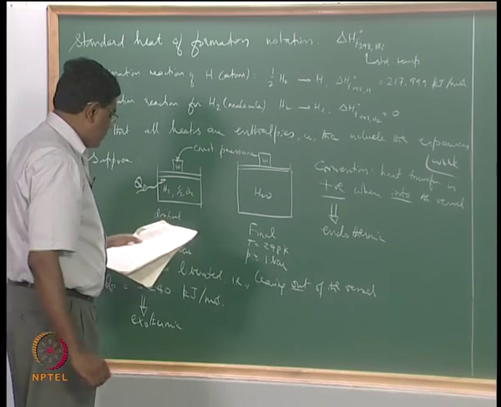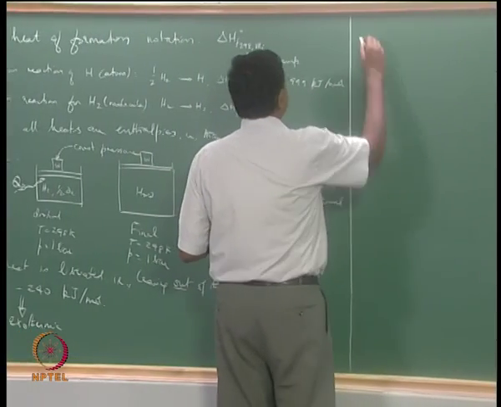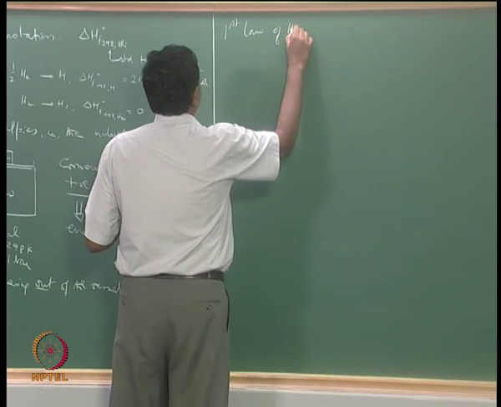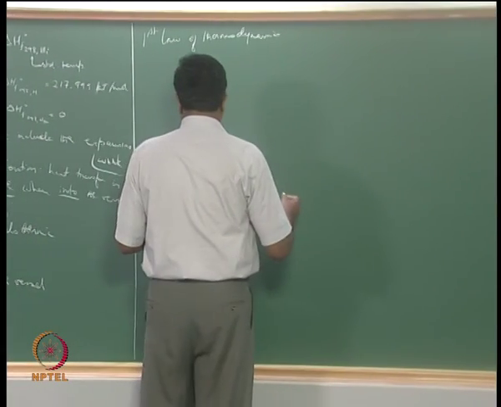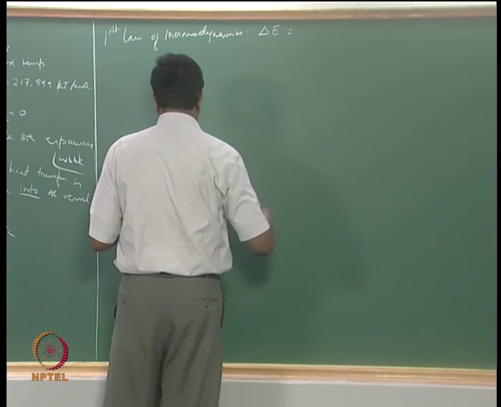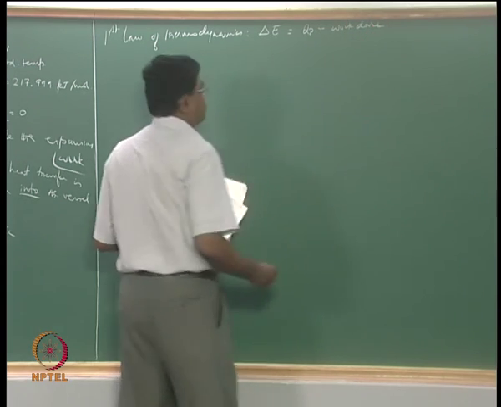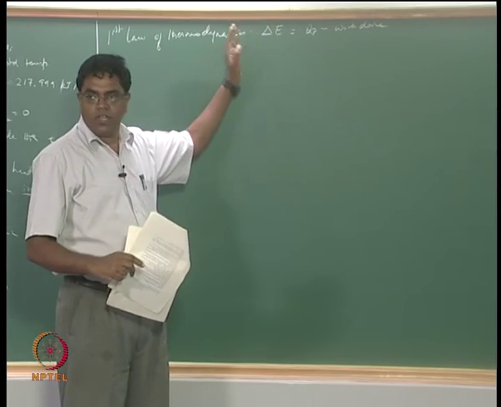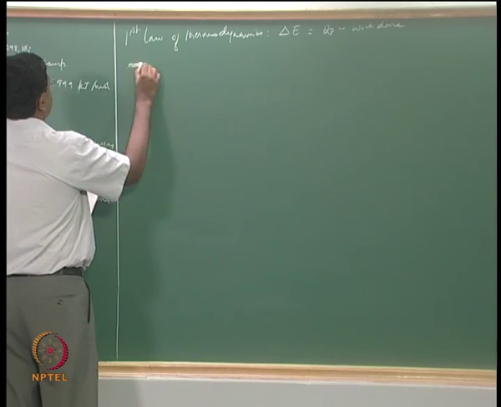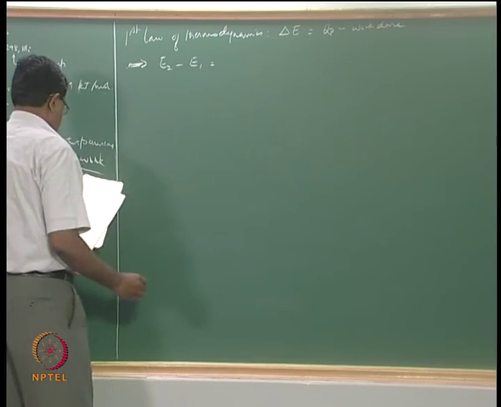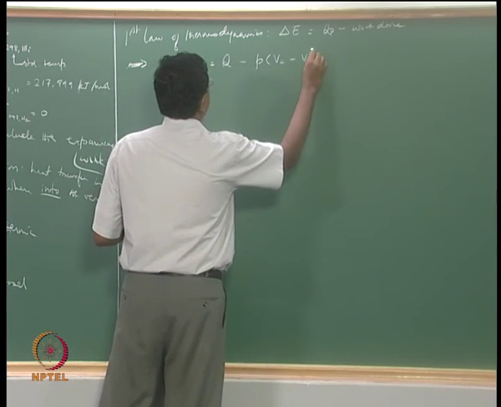And so what is happening here is that the first law of thermodynamics applied to the system means that delta E, which is the internal energy change, is equal to QP minus the work done. You could write it the other way: the heat is equal to delta E plus the work done, or delta E is equal to QP minus the work done. And this means E2 minus E1 is equal to QP minus P times, let us say, V2 minus V1.